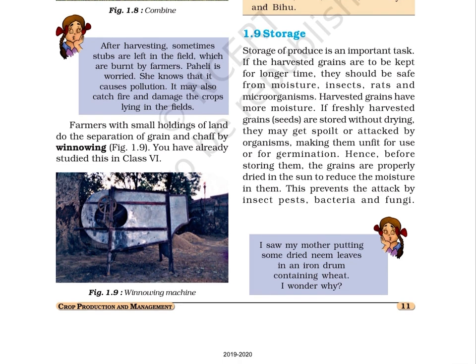1.9 Storage. Storage of produce is an important task. If the harvested grains are to be kept for a longer time, they should be safe from moisture, insects, rats and microorganisms. Harvested grains have more moisture. If freshly harvested grains or seeds are stored without drying, they may get spoiled or attacked by organisms, making them unfit for use or for germination. Hence, before storing them, the grains are properly dried in the sun to reduce the moisture in them. This prevents the attack by insect pests, bacteria and fungi.